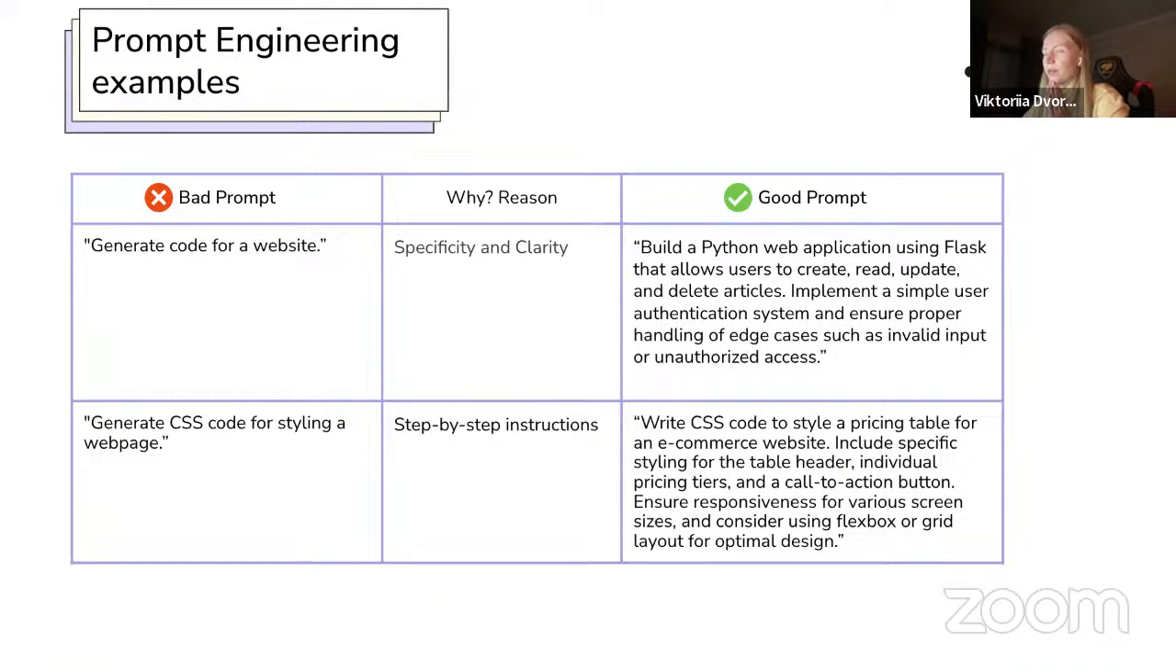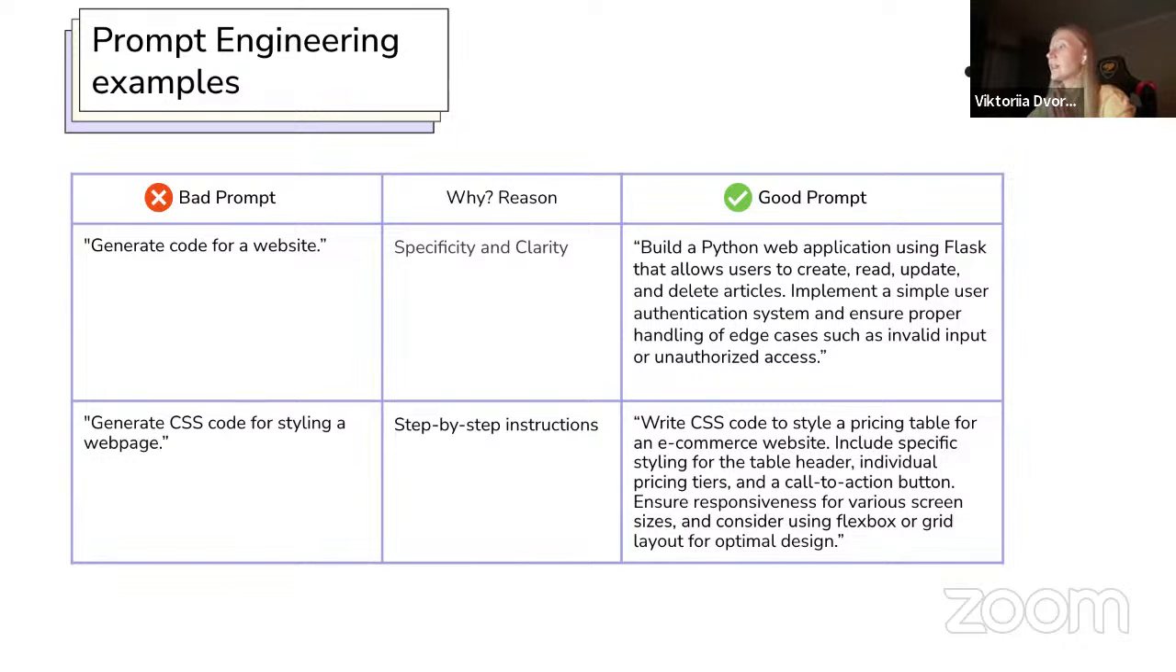So here are a couple of examples of good and bad prompts, and in the middle column you can see the reason why it is important. Speaking about clarity and specificity, you need to be clear about what you are writing. Not just simply, generate a code for the website, and ChatGPT is like, oh my God, I don't really understand what you want, I can do whatever you want. But if you say, please build a Python application using Flask that allows users to create, read, update, and delete articles, then you are being very clear about what you want from the chatbot.